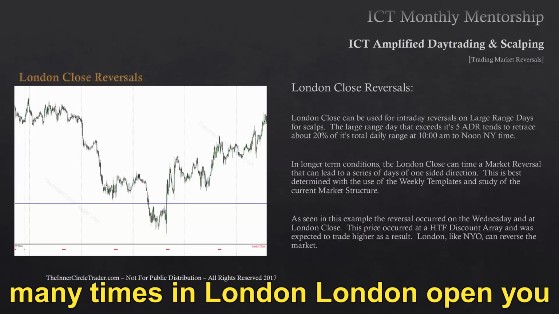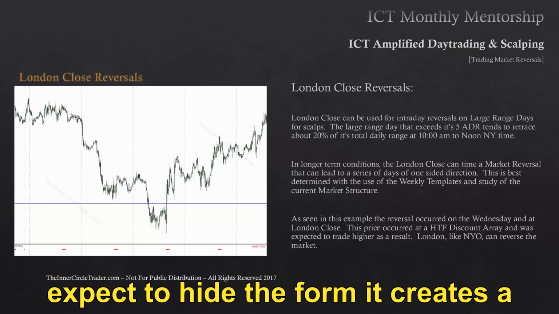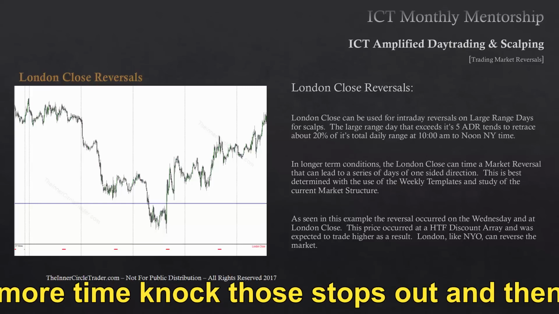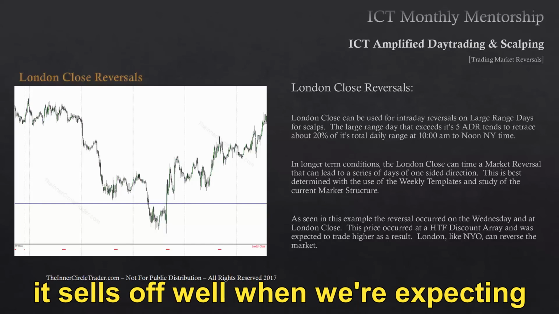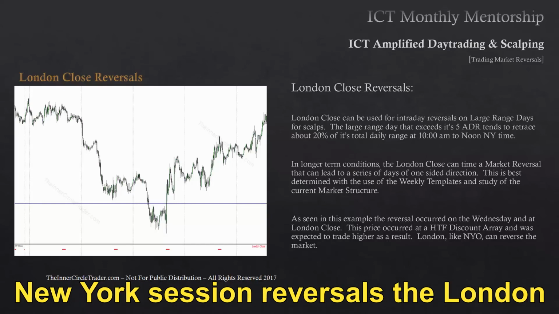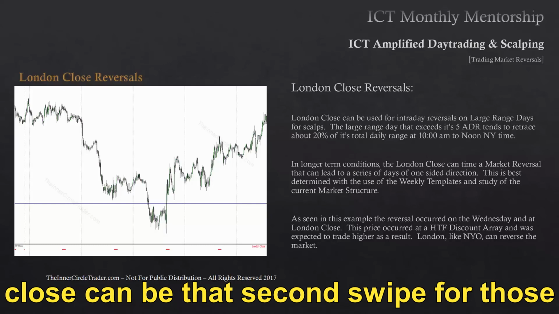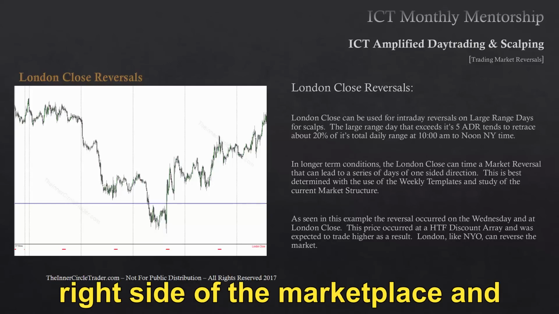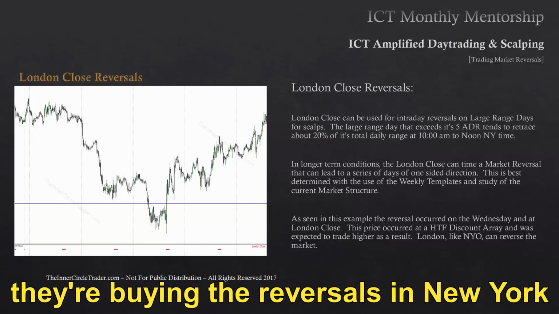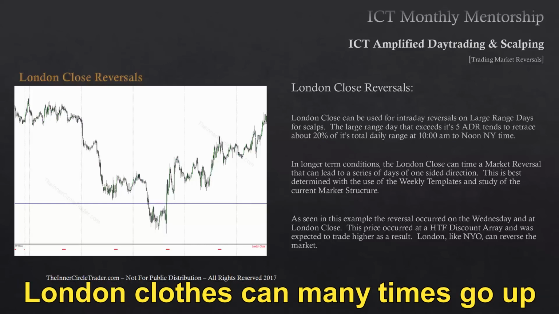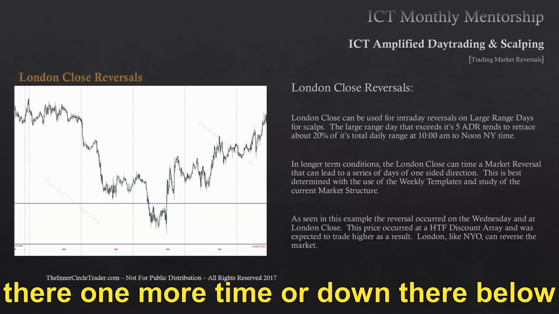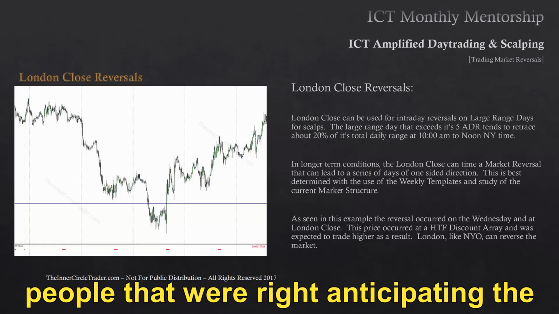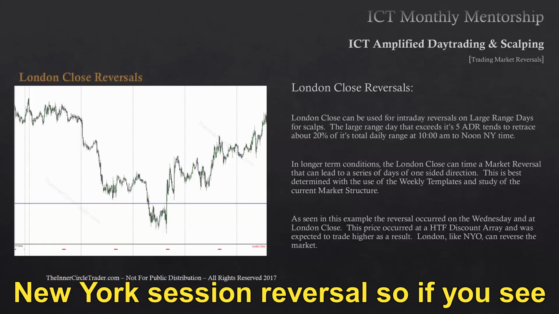London Open, you expect a high to form. It creates a high. It trades down 30, 40 pips aggressively, and then it comes back one more time, knocks those stops out, and then it sells off. Well, when we're expecting New York session reversals, the London close can be that second swipe for those individuals that are really on the right side of the marketplace and they're buying the reversals in New York or selling the reversals in New York. London close can many times go up there one more time or down below to knock out those stops for those people that were right, anticipating the New York session reversal.